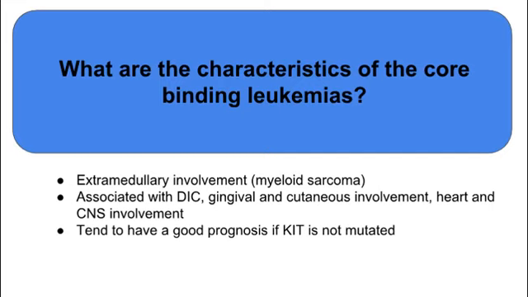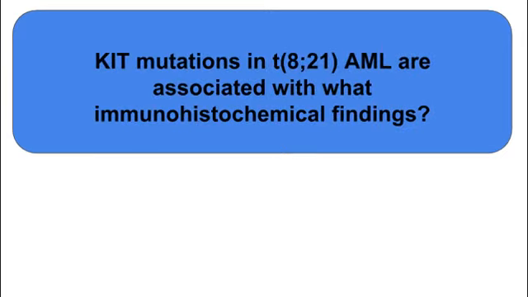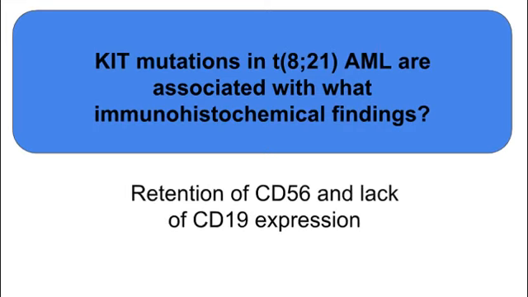They can also be associated with disseminated intravascular coagulation, gingival and cutaneous involvement, heart and CNS involvement. The core binding leukemias tend to have a good prognosis if KIT is not mutated. KIT mutations in translocation (8;21) AML are associated with what immunohistochemical findings? Retention of CD56 and lack of CD19 expression.